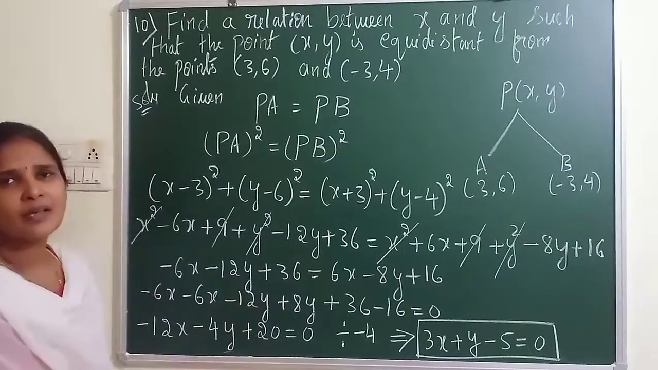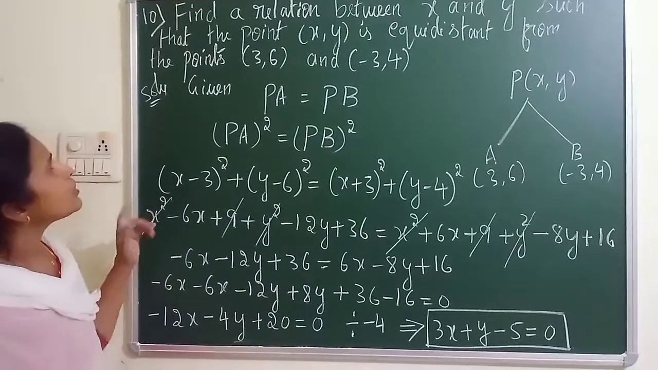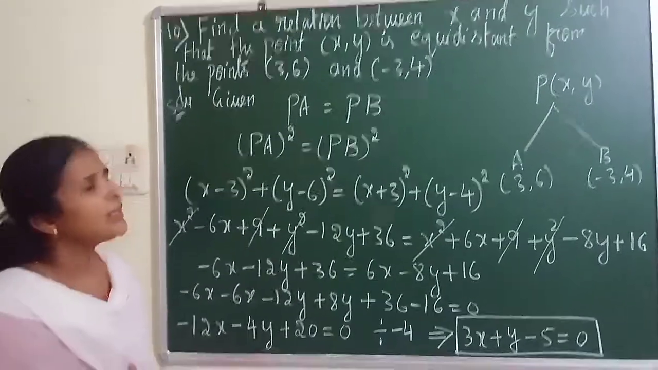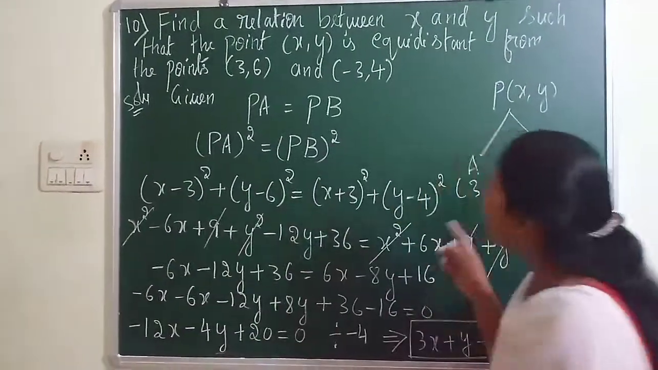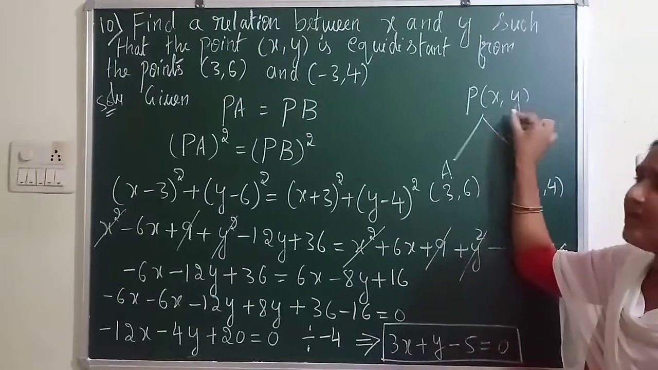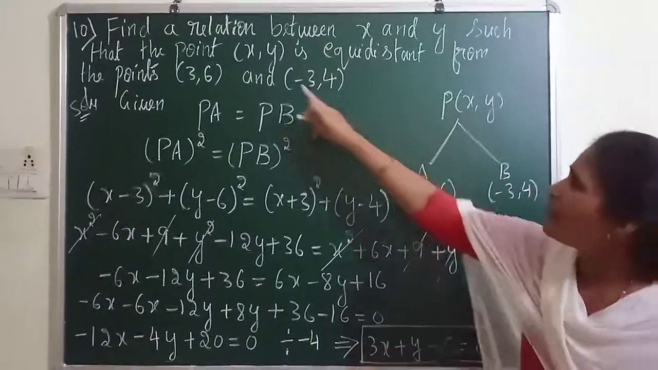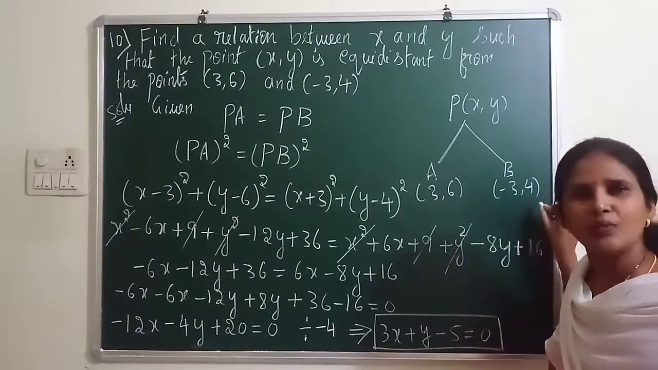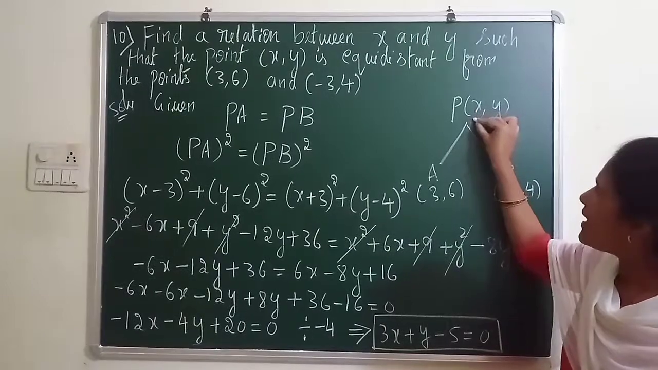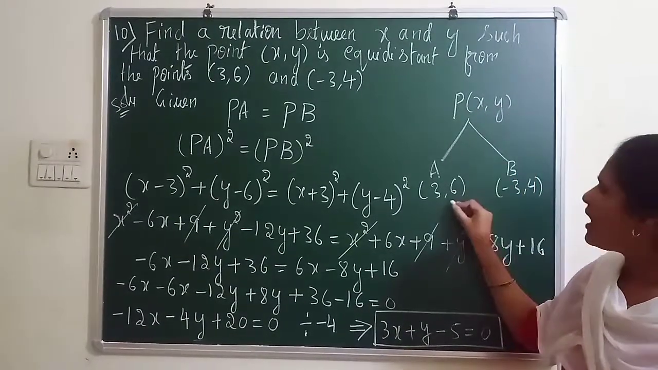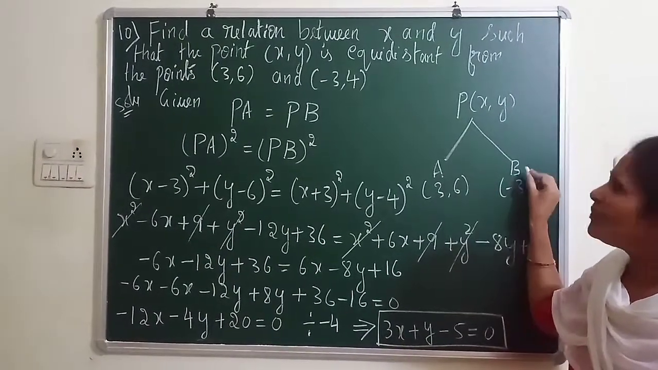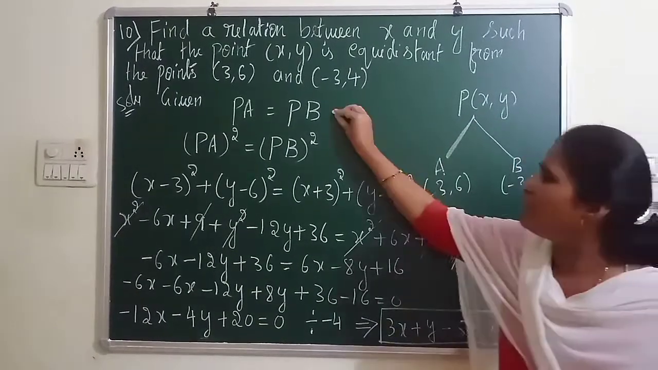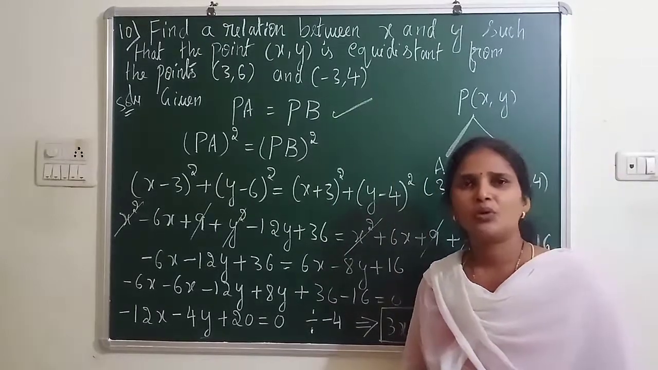The last question of this exercise is question number 10. It says find the relation between x and y such that the point x comma y is equidistant from 3, 6 and minus 3, 4. So just take P as x comma y and mark these 2 points as A and B. Again, he has given that the distance between P and A and the distance between P and B are equal, that is PA equal to PB.